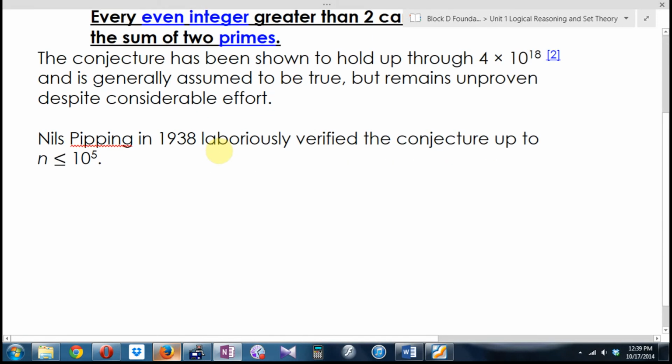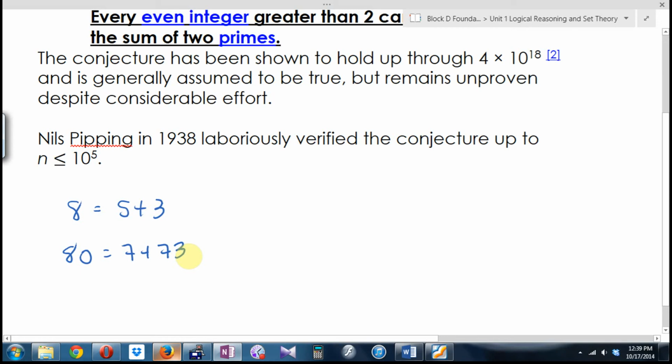Give me an even number between 2 and 100. 8. You can write that as 5 plus 3, prime plus prime. Give me another even number between 2 and 100. 80 can be written as 3 plus 77, doesn't work. 5 plus 75 doesn't work. 7 plus 73. Those are both prime numbers.